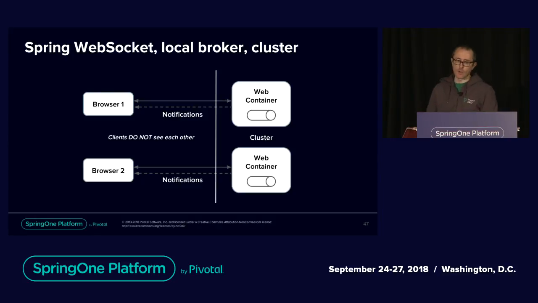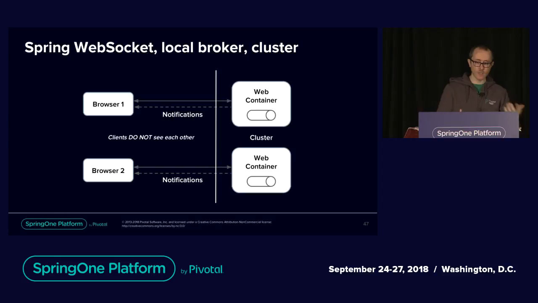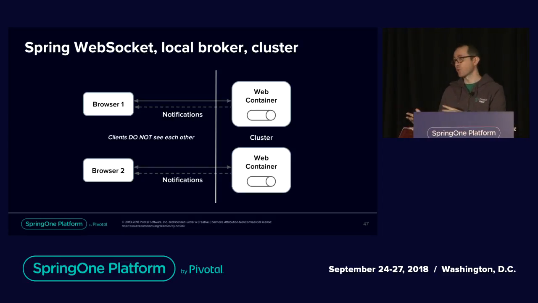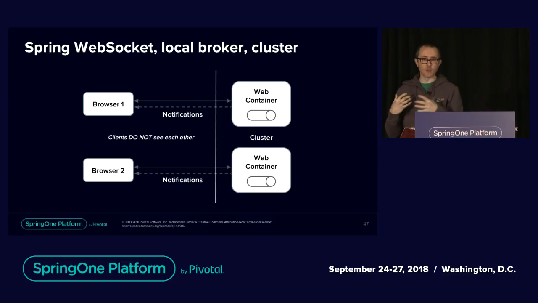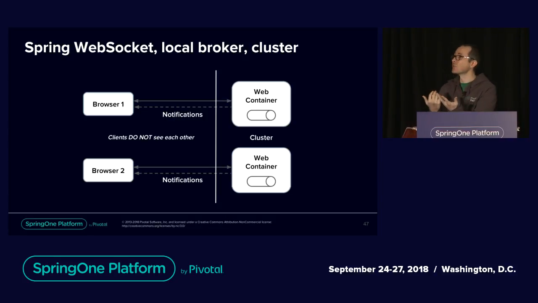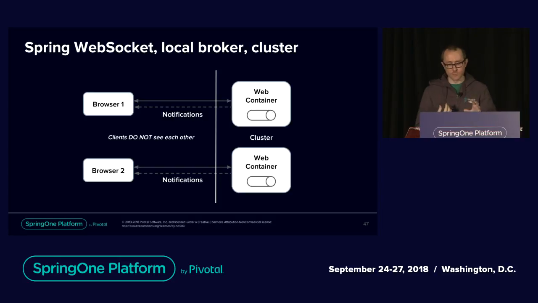This works, but there are limitations. Just imagine that you have different nodes for your web container, for failure, for scaling. If you stick to the local broker, this won't work, because if you are interested in topic 1, there will typically be two instances of topic 1, one in the first node and one in the second node, so they can't see each other. Okay.